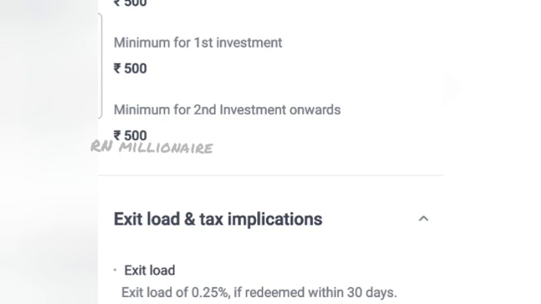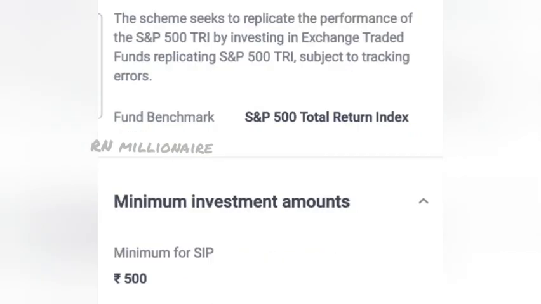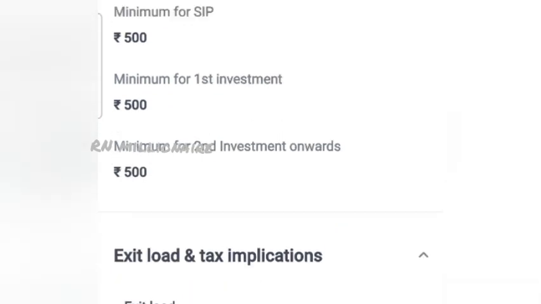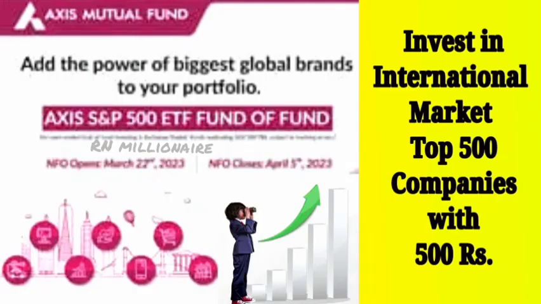Exit load is applicable. Exit load is 0.25% if redeemed within 13 days. Tax is applicable. Returns are taxed at 15% if you redeem before 1 year. After 1 year, you are required to pay long-term capital gain tax, that is 10% on your returns. Long-term capital gain tax is applicable only if your return is more than 1 lakh in a financial year.